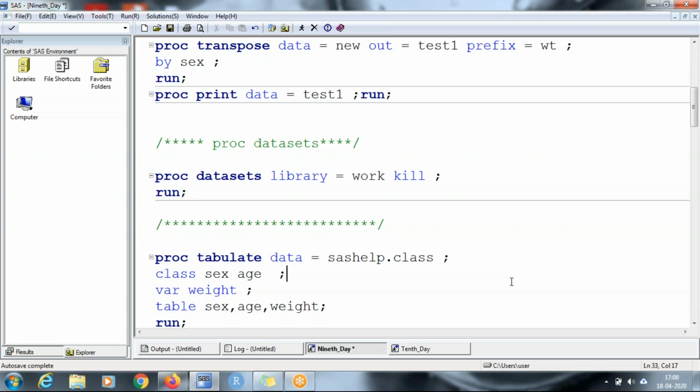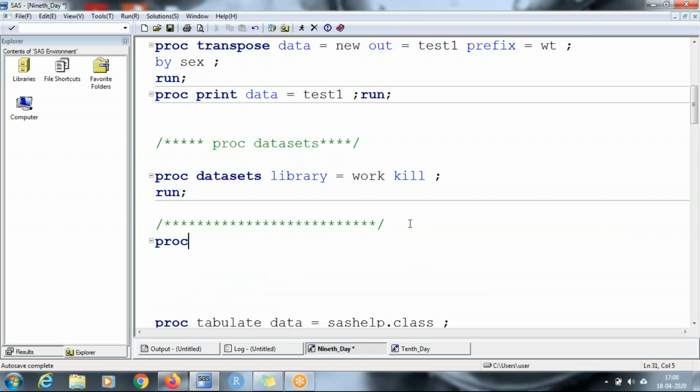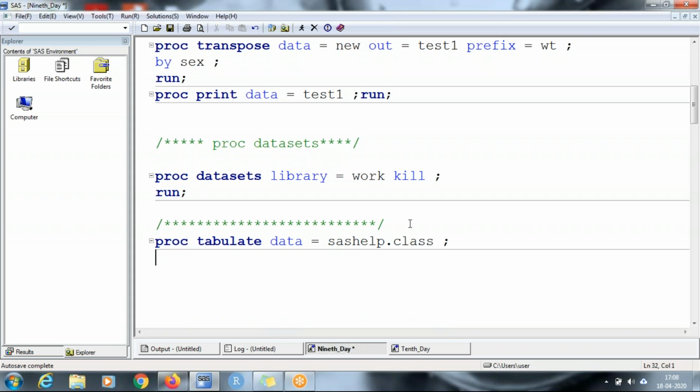All right, so let's begin. Today I'm going to cover one of the fantastic procedures, which is proc tabulate. So let me show you a default structure. If you write proc tabulate, data is equal to the old one, and run.